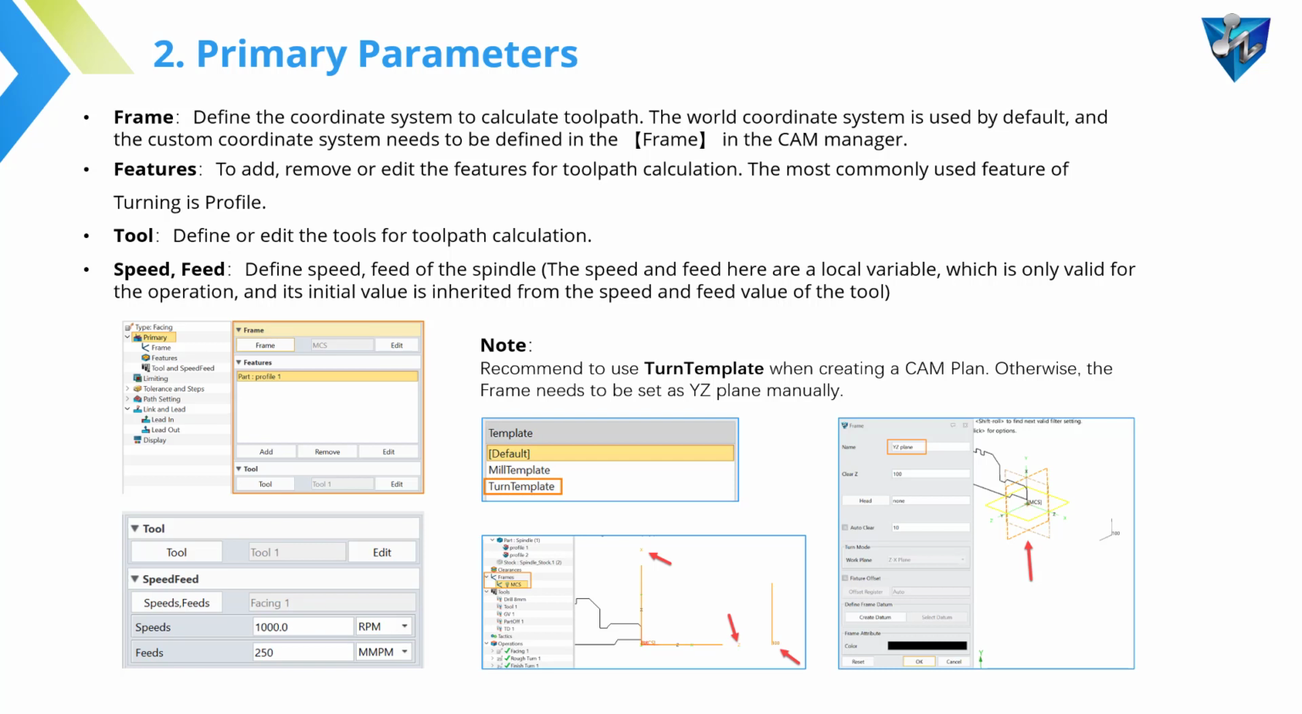Please note that in the first method, the turning coordinates will be automatically activated, while in the second method, you'll need to manually activate them. You can do this by right-clicking on the frame and selecting Set Active.